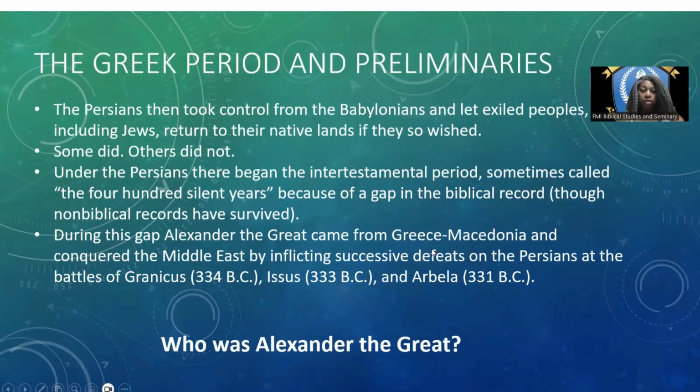All right. So we talked about what happened during this gap. Alexander the Great was from Greece. So we see how the language, most of them began to speak Greek. And this was happening in the Middle East, and then it gives some dates. Okay. And then we ask, who is Alexander the Great? Some of them may know, some of them may not know.